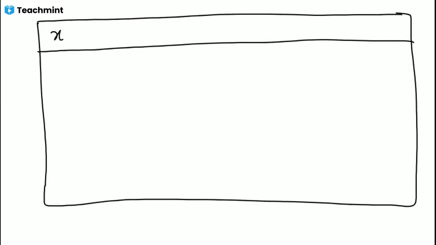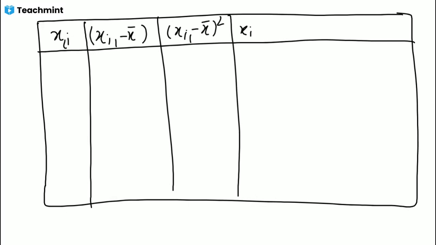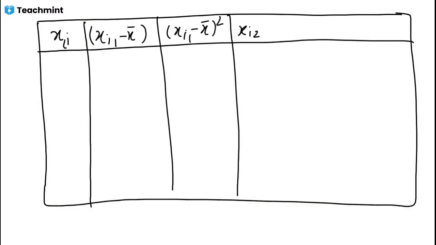You can mention xi1 as the values of x, then find xi1 minus x bar, and then its square, xi1 minus x bar squared. Then you need to find xi2, meaning the value of x for the second data only, and xi2 minus x2 bar. You could also mention x1, but this is clearer, which is why we are using xi2, denoting the second data, and then find its square.